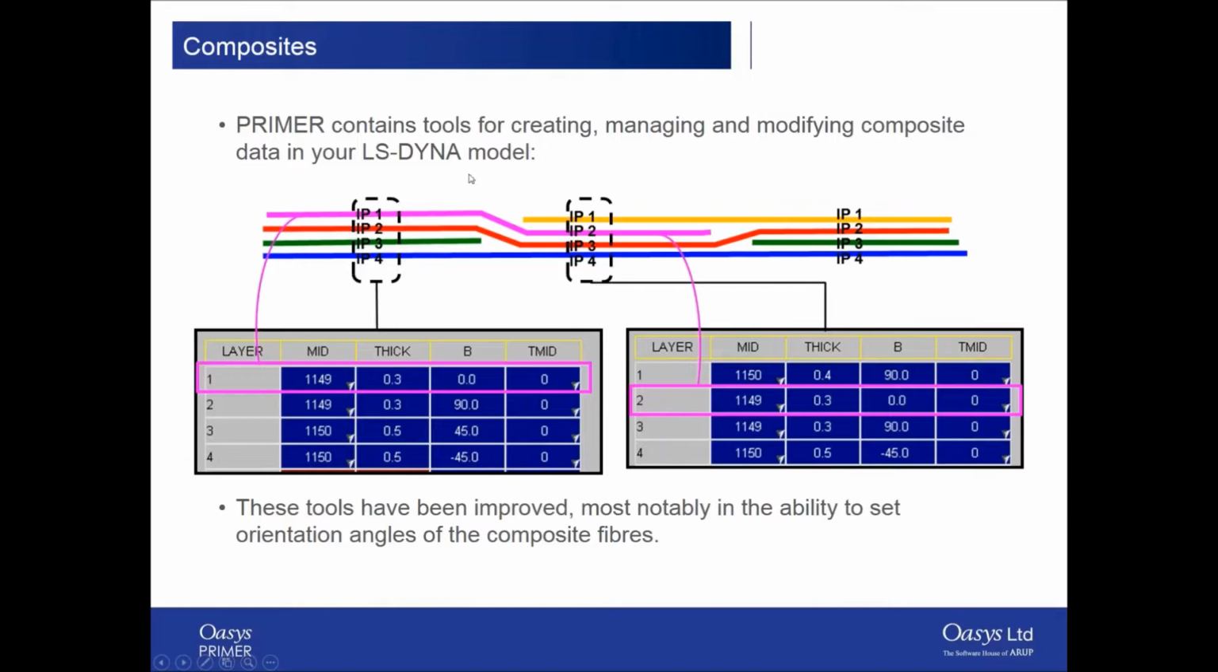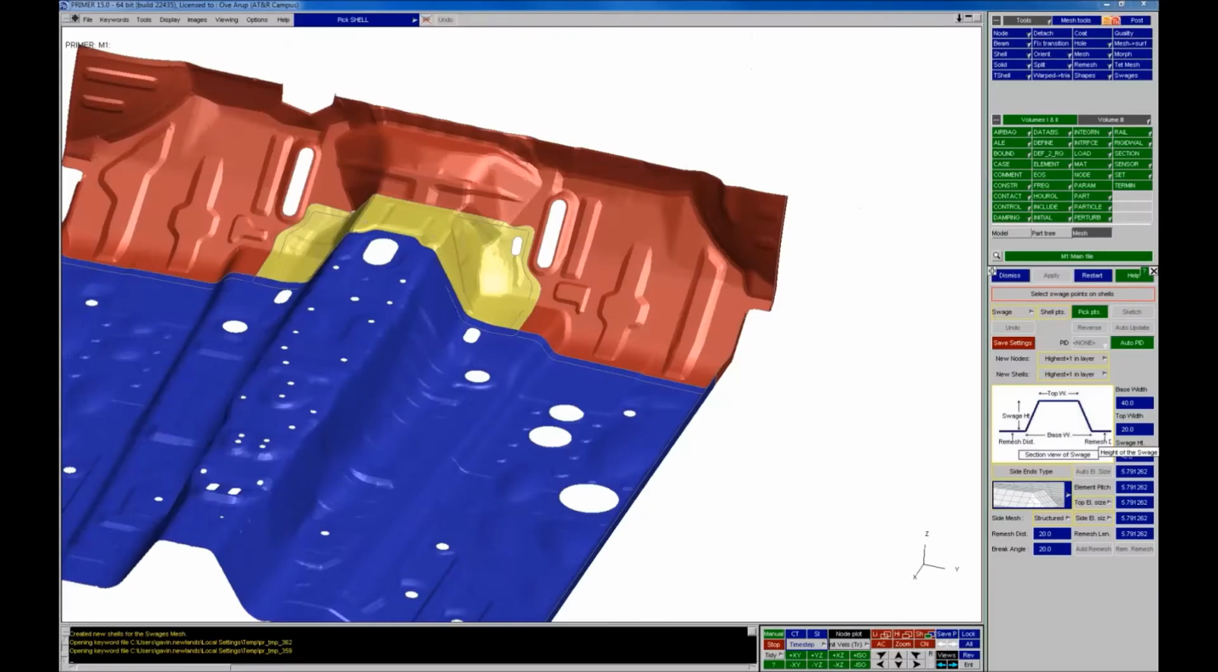So there's tools for allowing you to easily manage and create this information. You can read a layup file in Primer and it gets converted into LS-DYNA data. And then you can modify the ply order, extend them, delete them, and so on. And Primer will automatically update all the integration point data on the element shell composite cards. Now in version 15, these tools have been improved, and one thing to note is the ability to set orientation angles of the composite fibers. And I'll just show you this in a demo again.